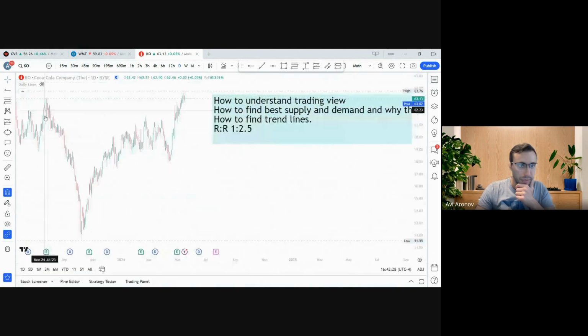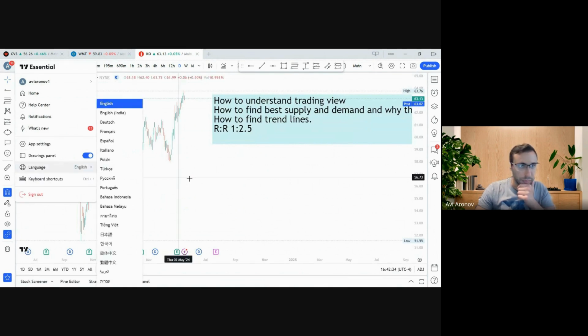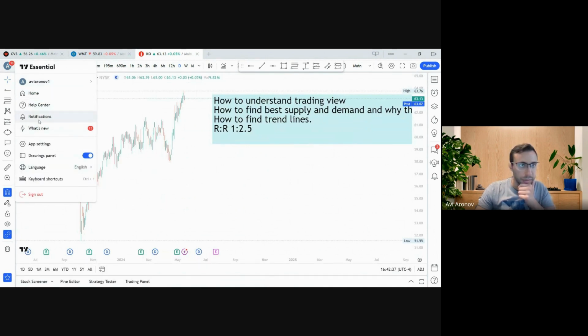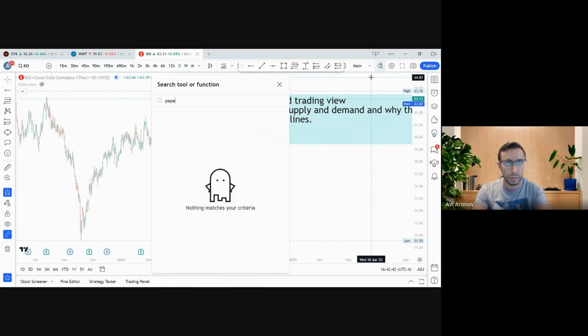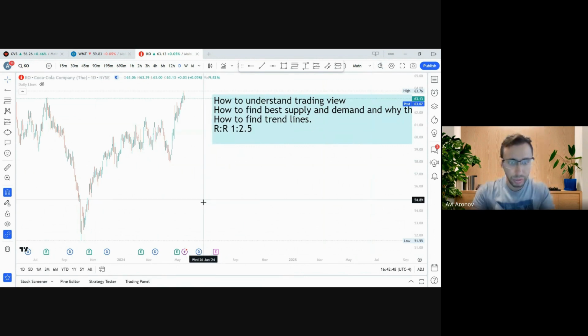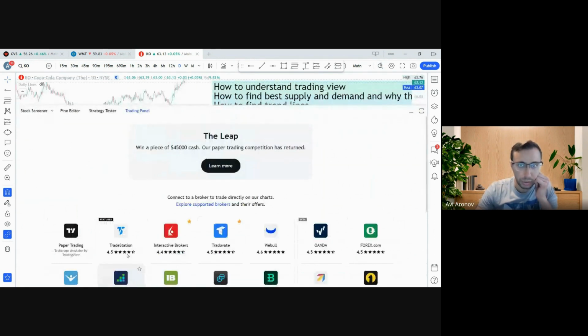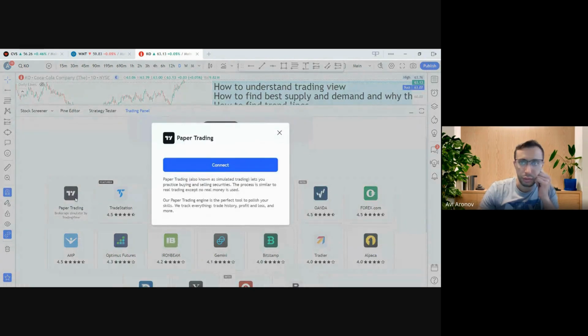Hold on one second, I don't know why they changed it. Paper trading account should be somewhere here. Yes, oh, they changed it. So for paper trading, all you have to do is click on that and click connect. I think you're eligible for that only when you pay, but I'm not too sure about that. So you can connect and then you will have your paper trading account.